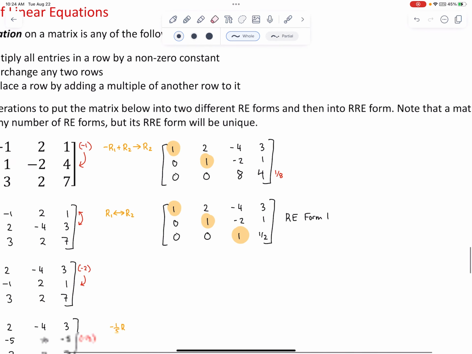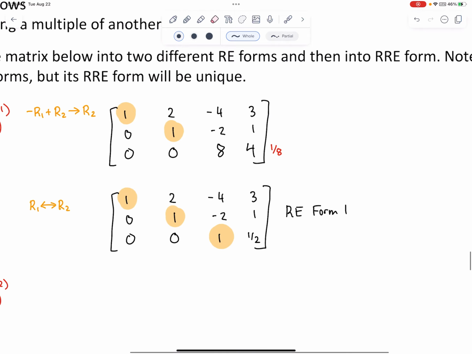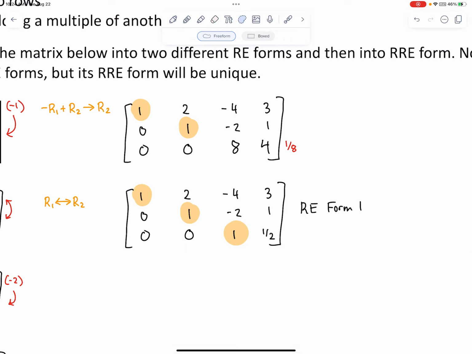Okay, now the instructions say to put this into 2 different RE forms and then into RRE form. What I'm actually going to do here is just do a few more row operations to put this ultimately into RRE form. And as I do that, you're actually going to see various RE forms emerge. But the goal now really is to get to RRE form. Now, in order to be in RRE form, we need the entries above the leading ones to also be 0, which currently I was not focused on. So these 3 entries right here represent the entries that are in pivot columns, and they all need to be 0 in order to satisfy the 4th condition.